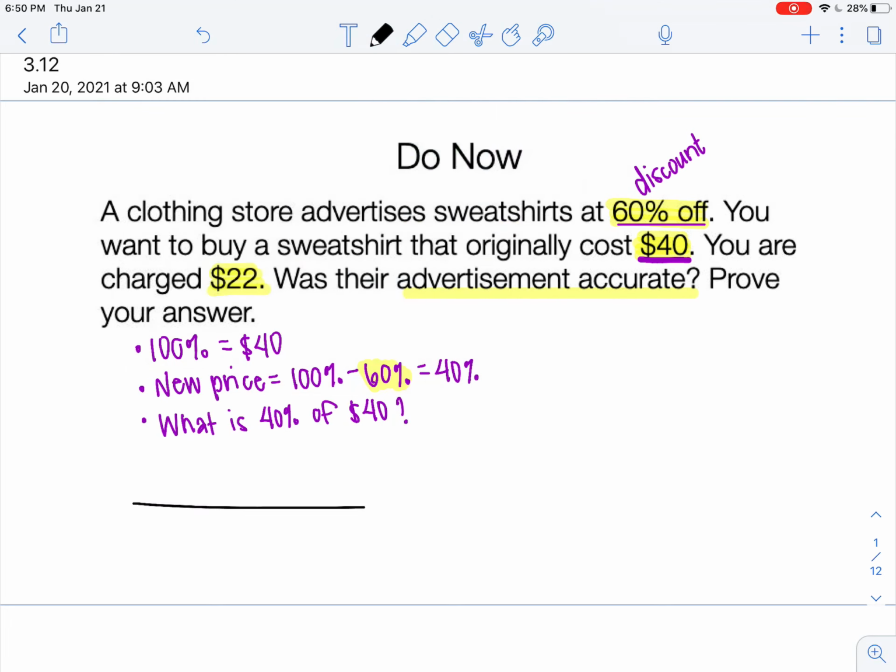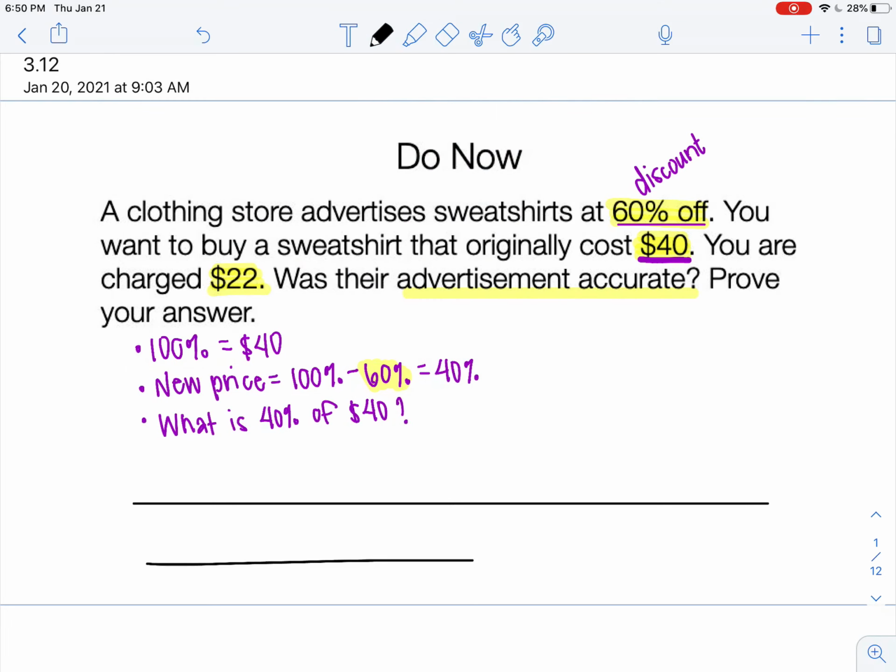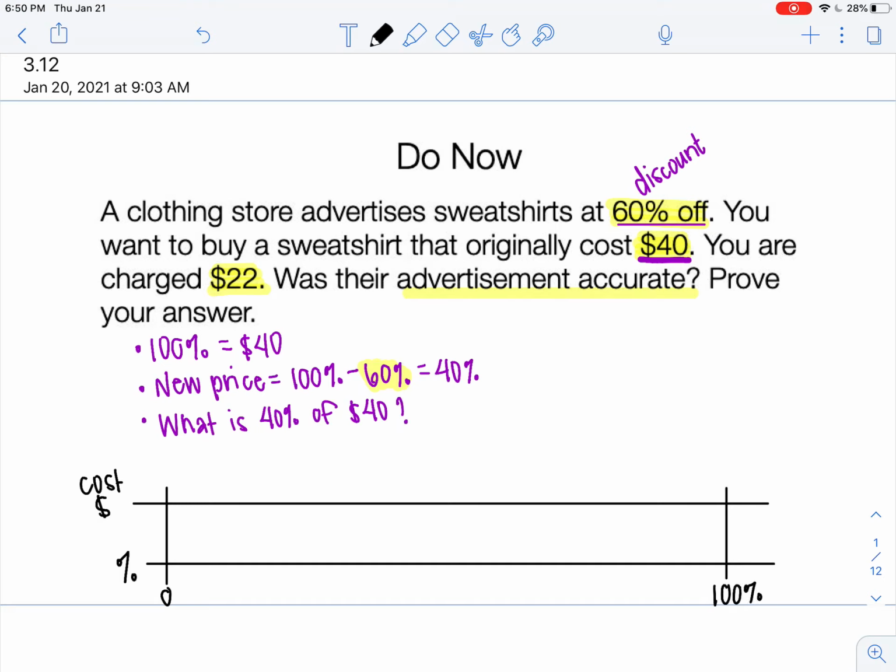Now I'm going to go ahead and start by setting up a double number line. And as usual, one of my number lines is going to need to represent percent. I'll include my 0 as always. And my top number line will be the cost in dollars. Now, it's always helpful to start with the question of what is 100%. In this case, we know it's $40. And I'm looking to figure out what is 40%. So since I know I'm looking for 40%, I'm going to go ahead and estimate where that would be on my number line. Right about here is 40%.